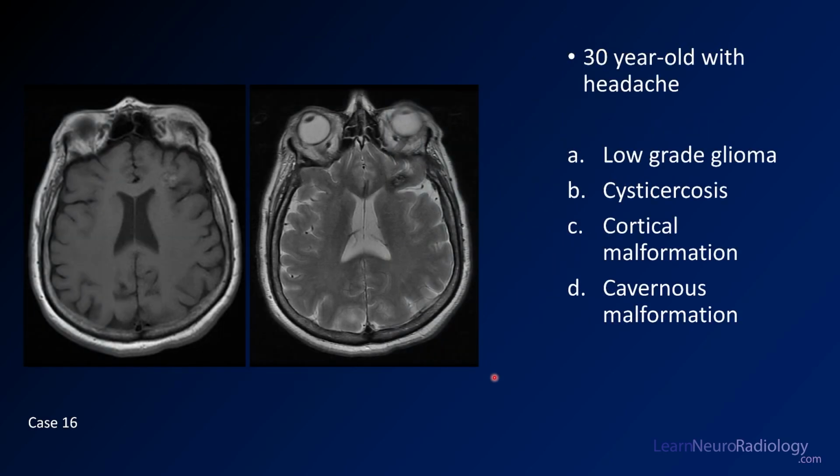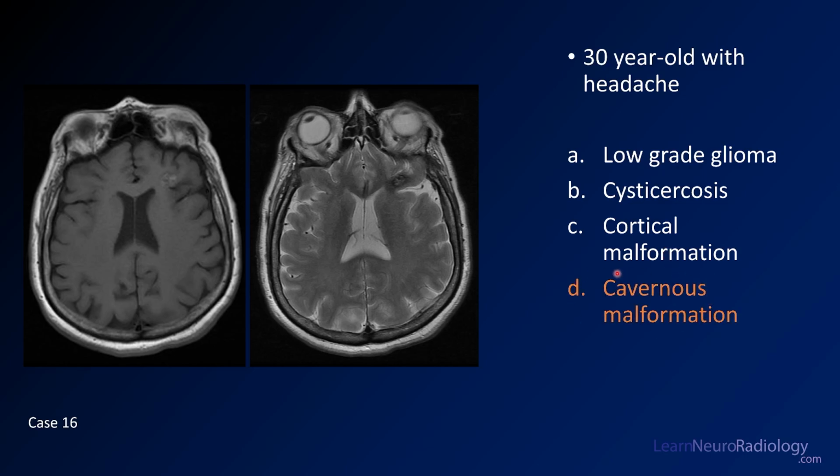Case number 16 is a 30-year-old with headache. You have two images here. There's a T1 pre-contrast and a T2. Your choices are low-grade glioma, cysticercosis, cortical malformation, or cavernous malformation. I'll give you a few seconds to take a look for the abnormality there.